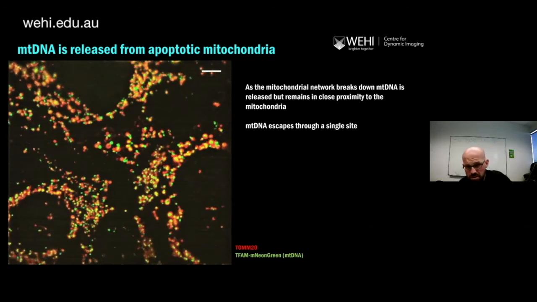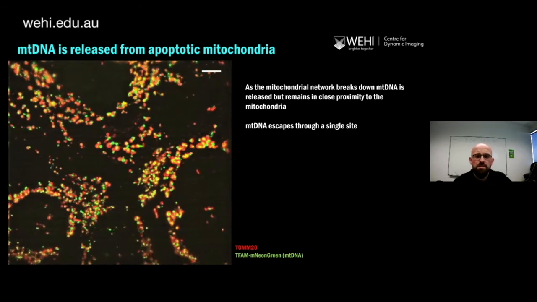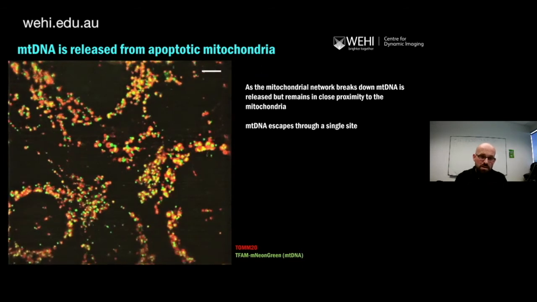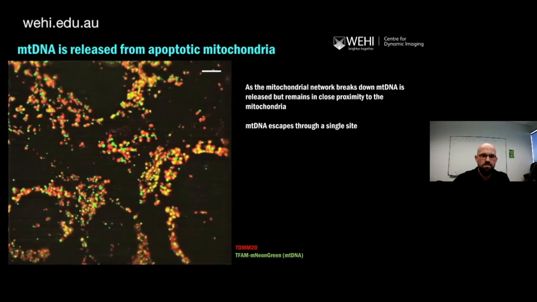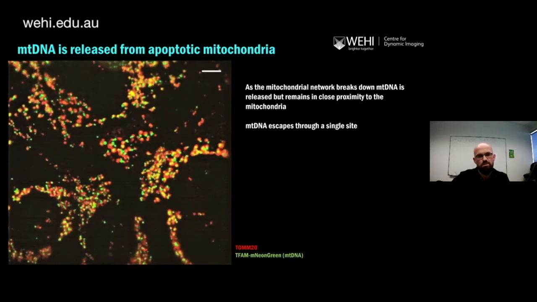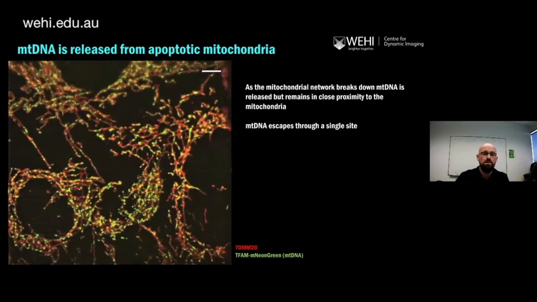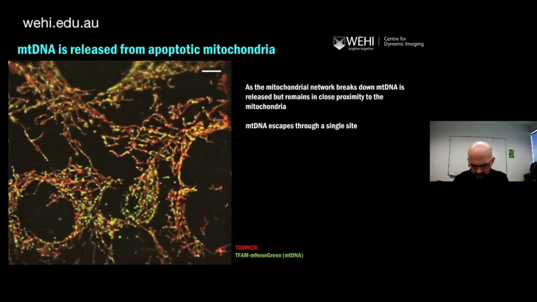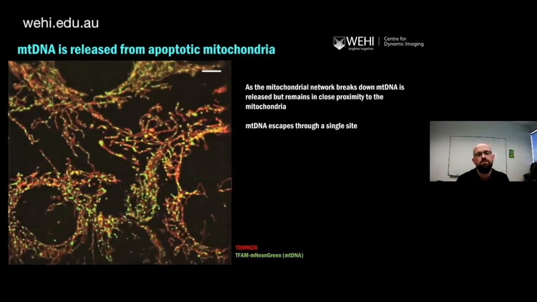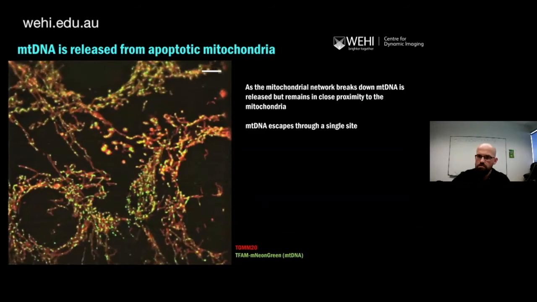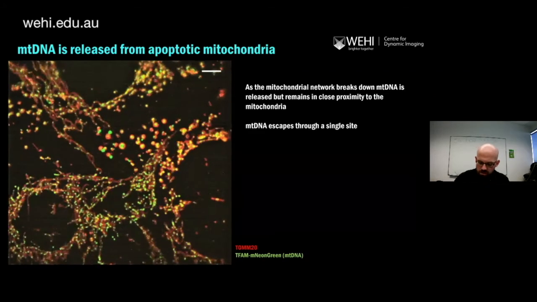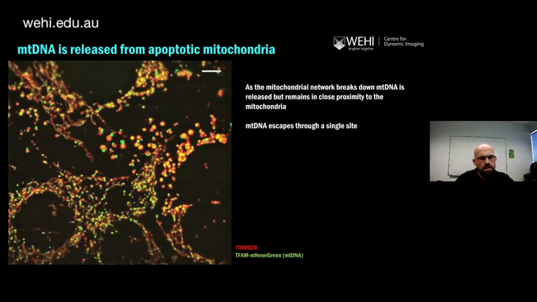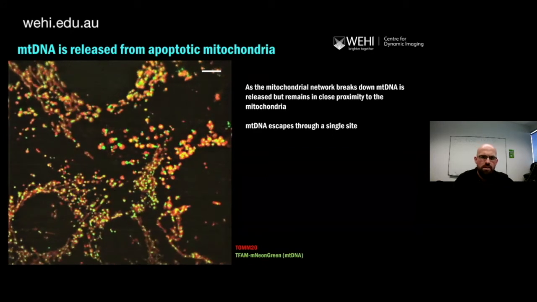This was remarkable. No one had ever seen this before in this level of detail, or even at all. And what was striking was, A, the DNA came out but stayed quite proximal to the mitochondria itself, and B, it seemed to only escape through a single point on the mitochondria. It didn't just come out and become diffuse. And so through previous work in Kate and Ben's lab, they knew that this was a BAK/BAX-mediated process.